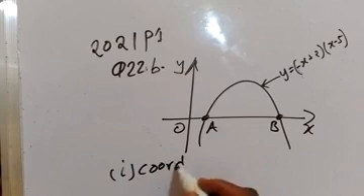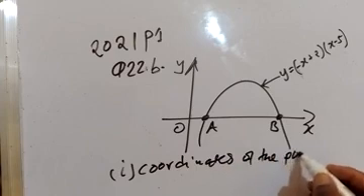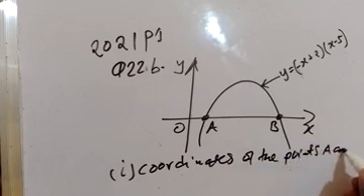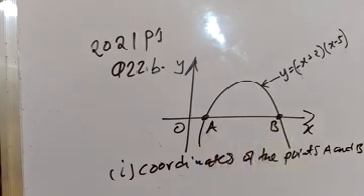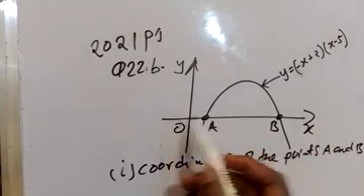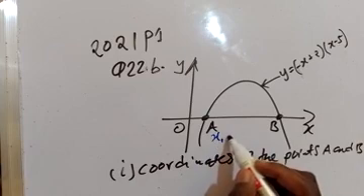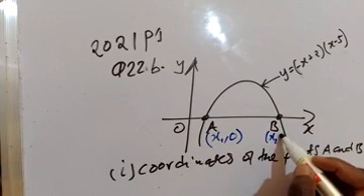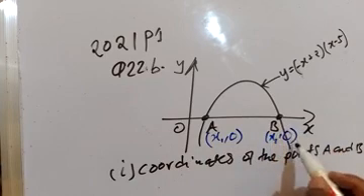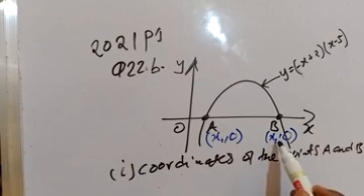find the coordinates of the points A and B. So we want to find the coordinates here. We know that on this line y is equal to 0. So here we have (x1, 0) and (x2, 0). These are the coordinates here. So we want this x1 and that x2.